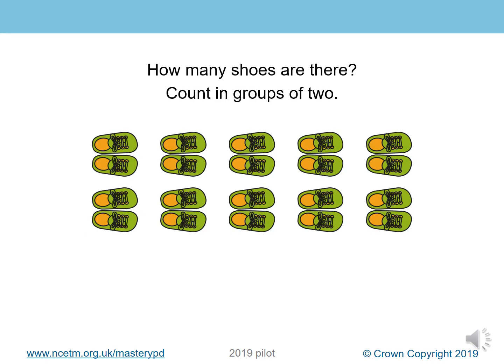This time, how many shoes are there? So again, we're going to count in groups of 2. We're not going to count each individual shoe, we're going to do it in 2s. Are we ready? 2, 4, 6, 8, 10, 12, 14, 16, 18, 20. I hope you're joining in as well, whole class.